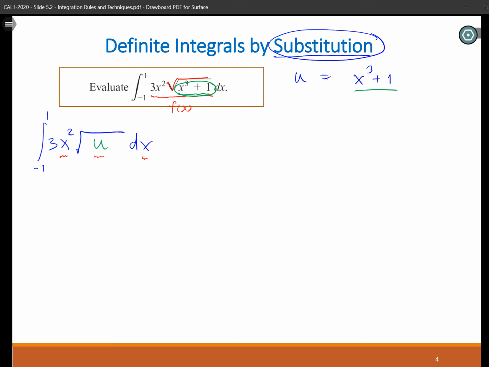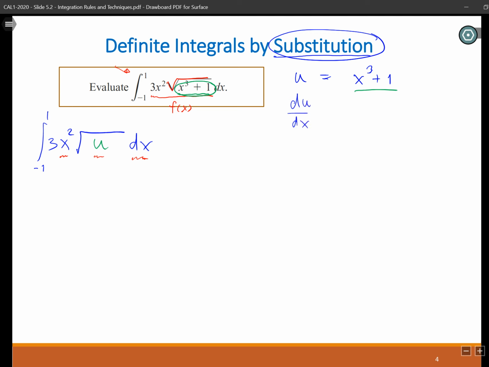Should we get rid of u? No. If we get rid of u, then it's going to come back to the original expression. So the point is, right here we have to get rid of x. We have to continue from the starting point of substitution. All right. So first we try to get rid of this dx. So du by dx, let's do something here.